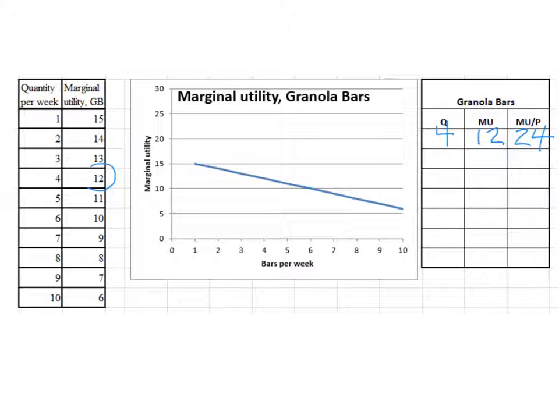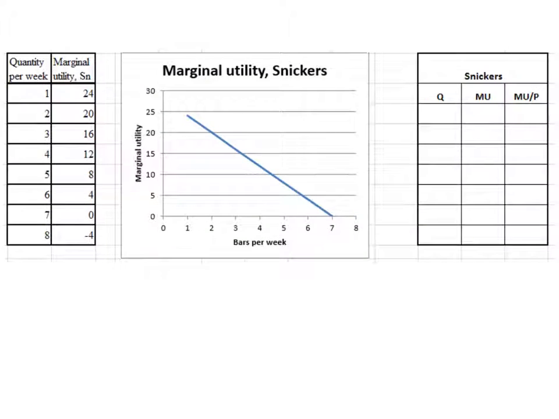Since Michael is buying 4 granola bars a week at 50 cents apiece, he's spending $2 a week on granola bars, leaving him $3 to spend on Snickers. Since Snickers sell for $1 apiece, that means Michael is going to be trying a consumption level of 3 per week. And at 3 per week, his marginal utility from the last Snickers consumed is 16. Since they sell for $1, that'd be 16 per dollar.